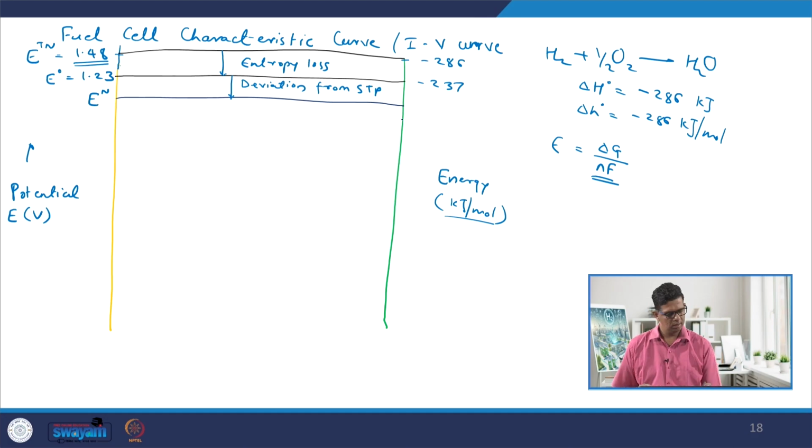Further, there is one more loss that pops up, which is nothing but the loss due to fuel crossover.